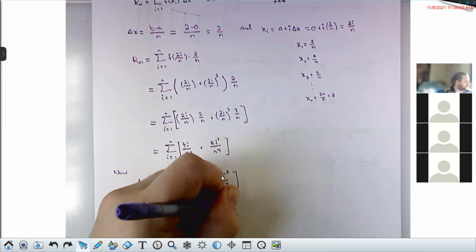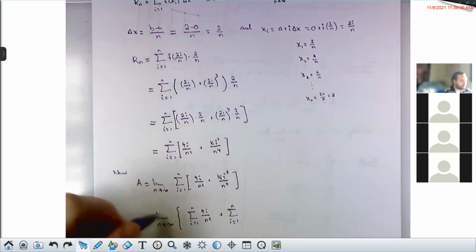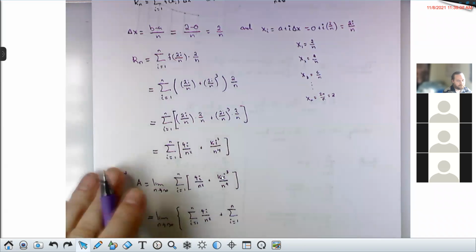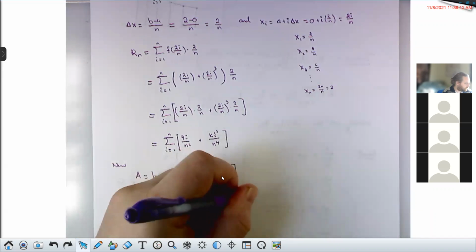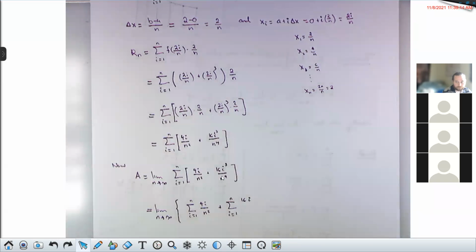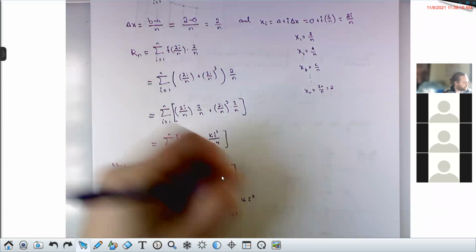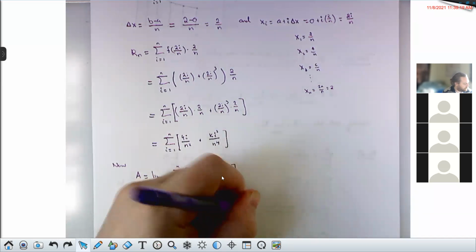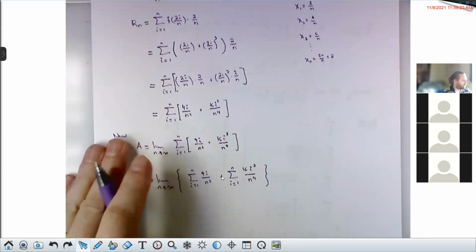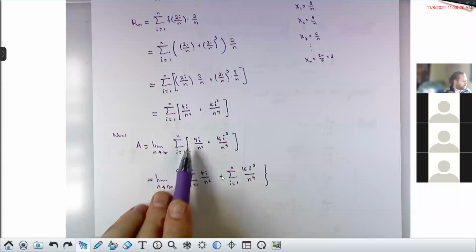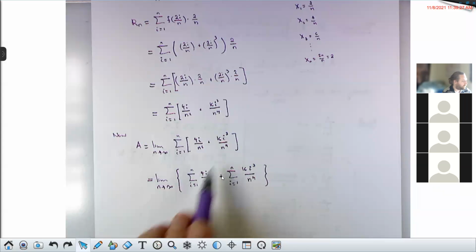If we want the exact area, then we'll need to take the limit as n goes to infinity. If you're okay with an approximate area, then you can just use like n equals 4 or 5. But if we want the exact area, we need the limit. So first, I take this sum and I split it up into two sums, the sum of the first piece plus the sum of the second piece. That's that very last rule from the previous page.